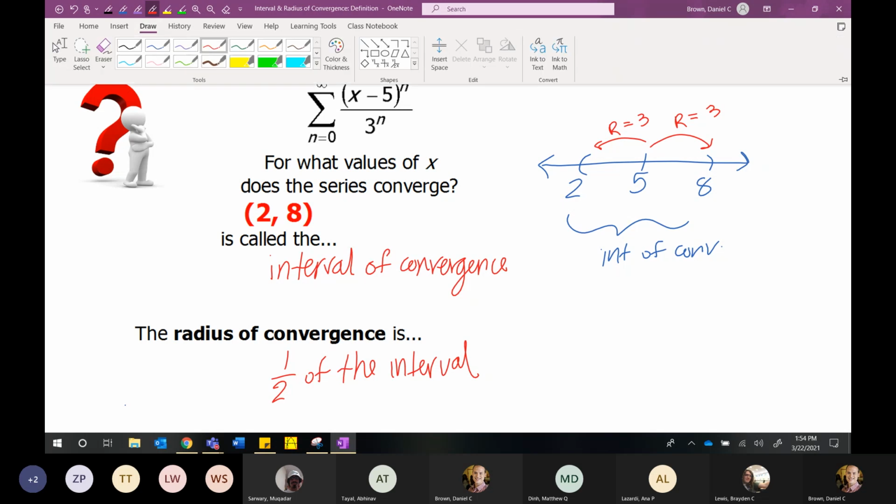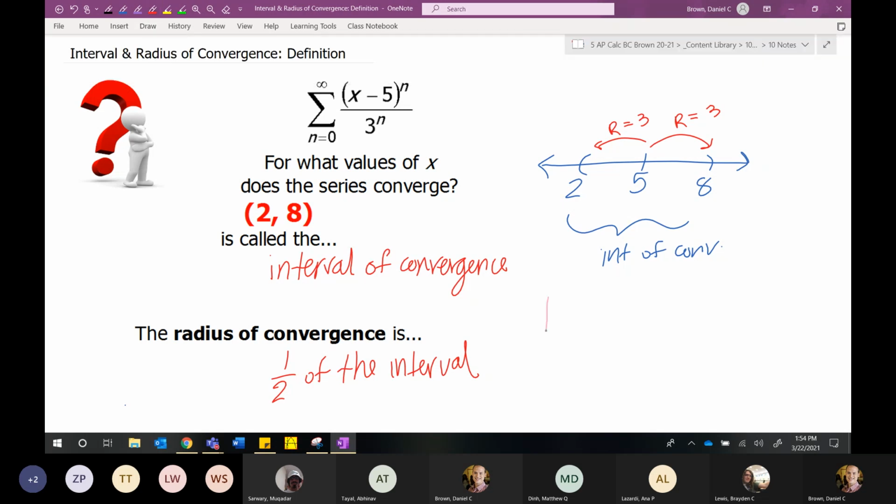A big helpful format that I have found in these problems: if you're doing one of these problems and you can get it in the form |x - c| < r, that c will always be the center, and that r will always be the radius.